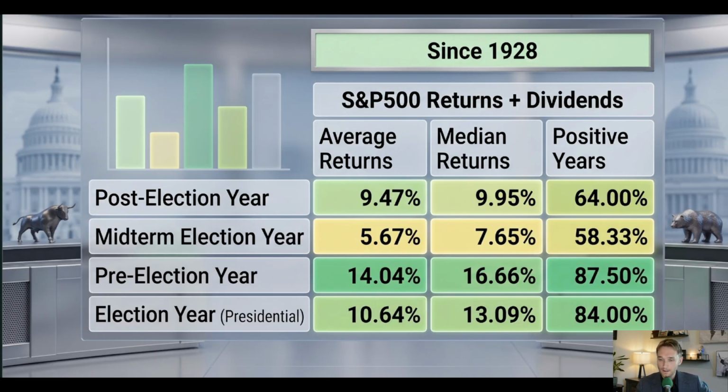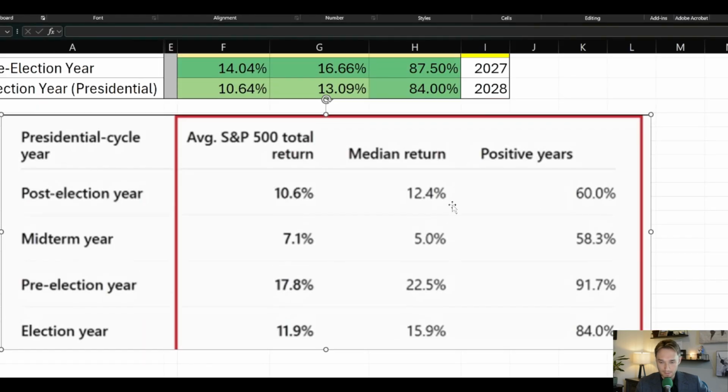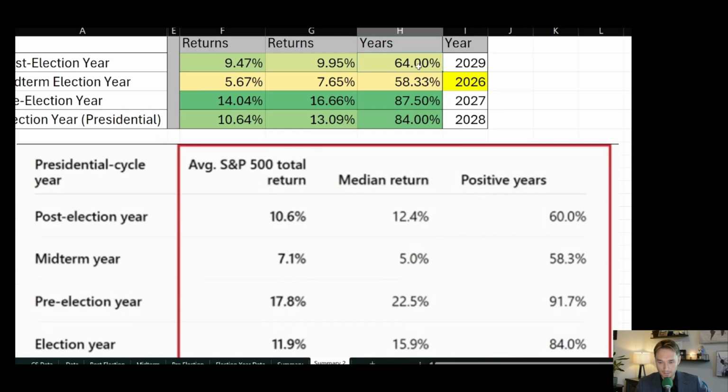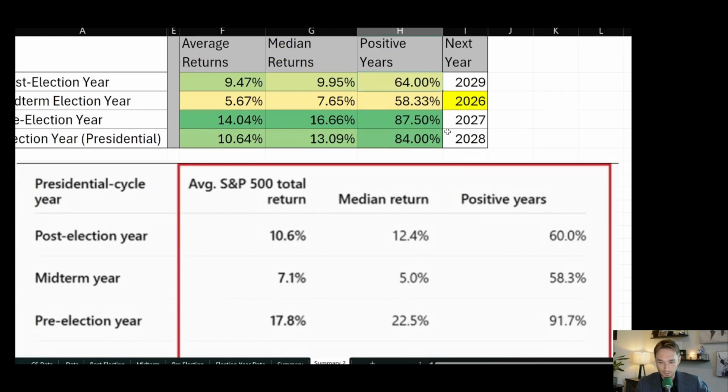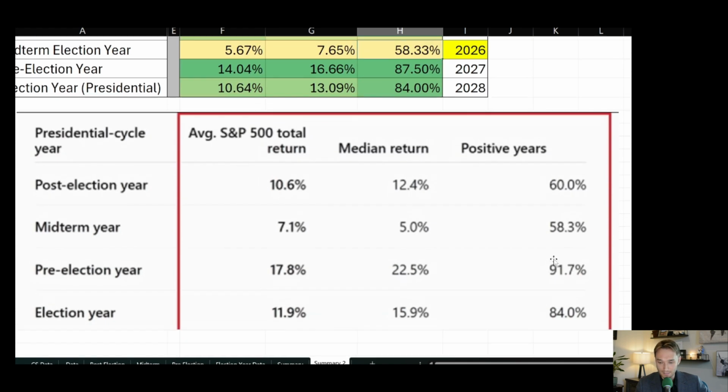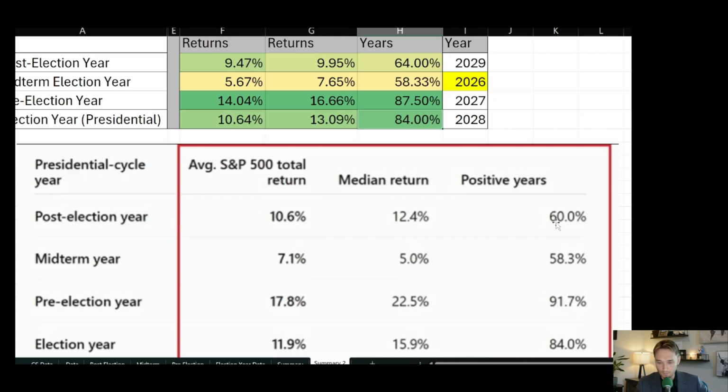So looking at Brian's for a moment, this is his, this is mine. We're off by a little bit. We have some consistency. Yeah, 1928. We have, for example, midterm election year were similar, years positive. Election year were similar, years positive. So somewhere we're off on post-election and pre-election, but also we're off on some of our average and median returns. And I don't quite know why that would be. Obviously, I don't have access to his data.